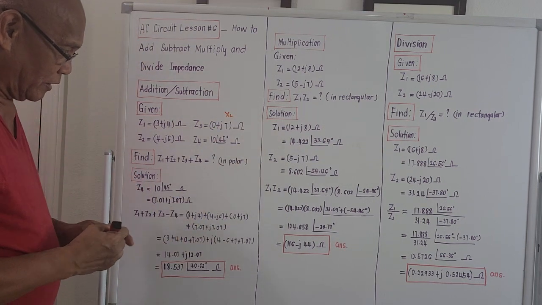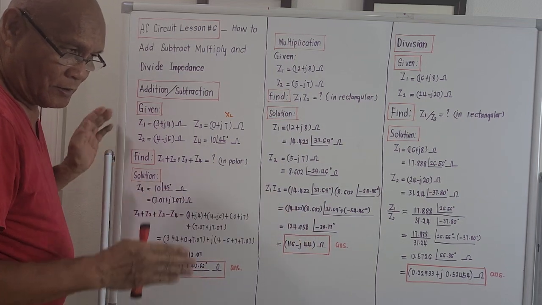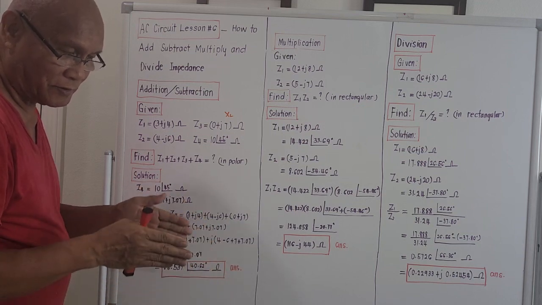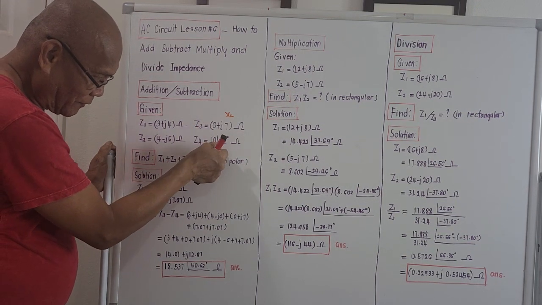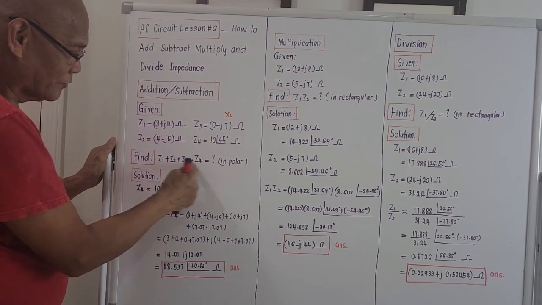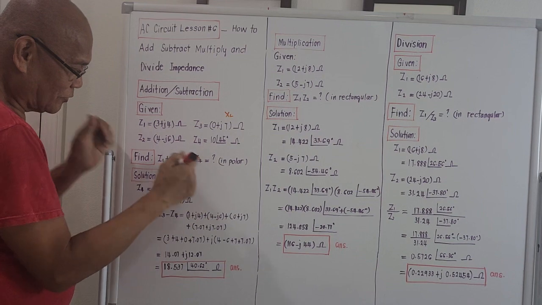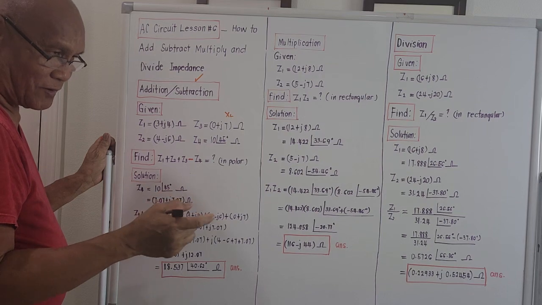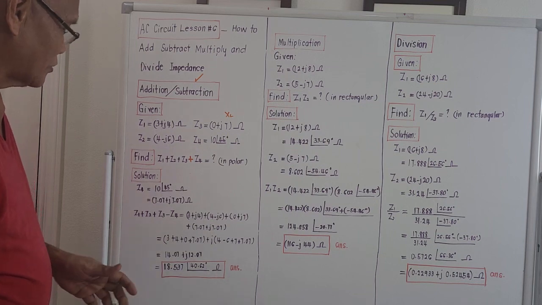And Z4, unluckily, is expressed in the so-called polar form. Polar form means it is expressed in terms of the magnitude and a certain angle theta, meaning the direction. For Z4, the magnitude is 10, angle 45 degrees ohms. The problem is asking what will be the summation. If the problem were asking that we should subtract Z4 from the total, this would be minus, and that refers to subtraction. But the problem is just asking for the addition, so this is plus. Okay, let's try to bring out the solution.